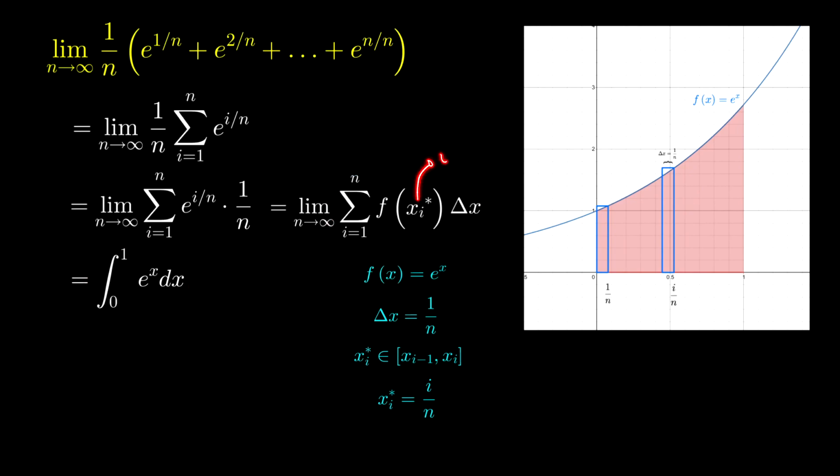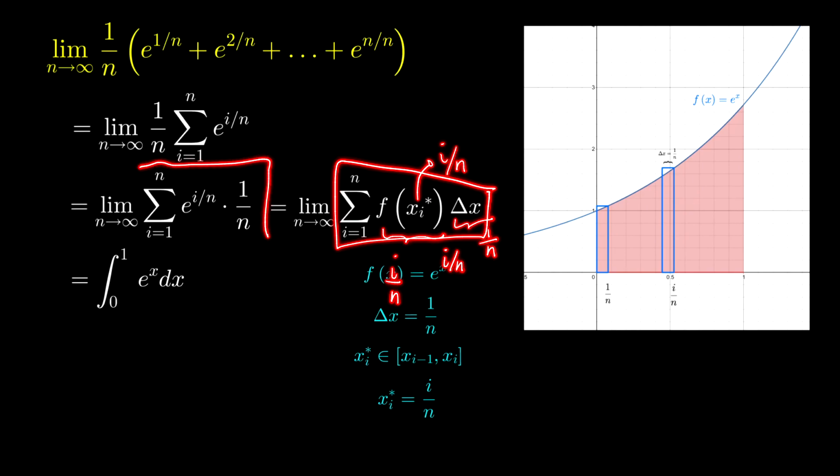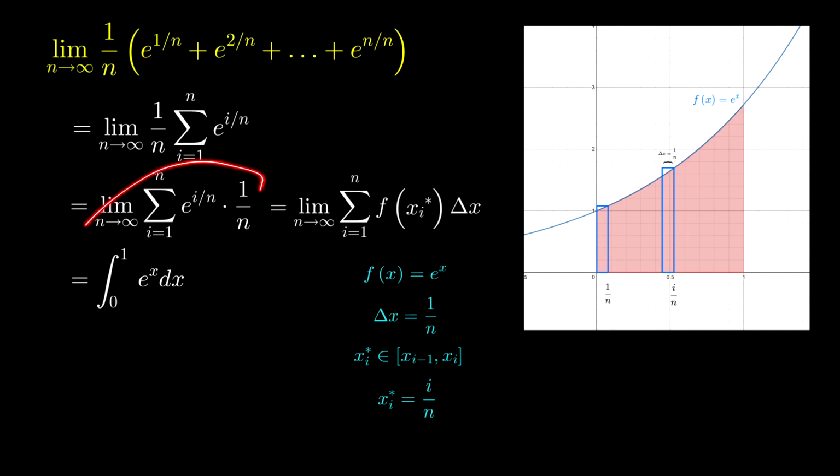And what is our x sub i star? x sub i star is equal to i over n. So f of i over n is equal to, if we replace the x by i over n, we'll get e raised to i over n. And our delta x is equal to 1 over n. Therefore, this sum here is just equal to the sum from i equals 1 to n of e raised to i over n times 1 over n. So that justifies this equation.